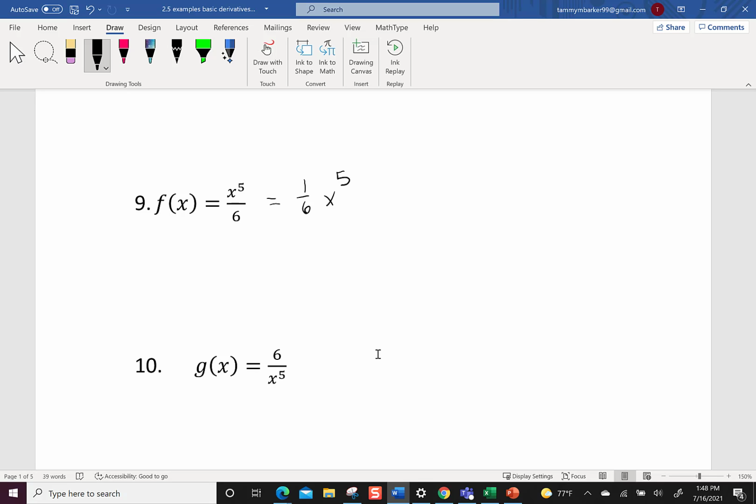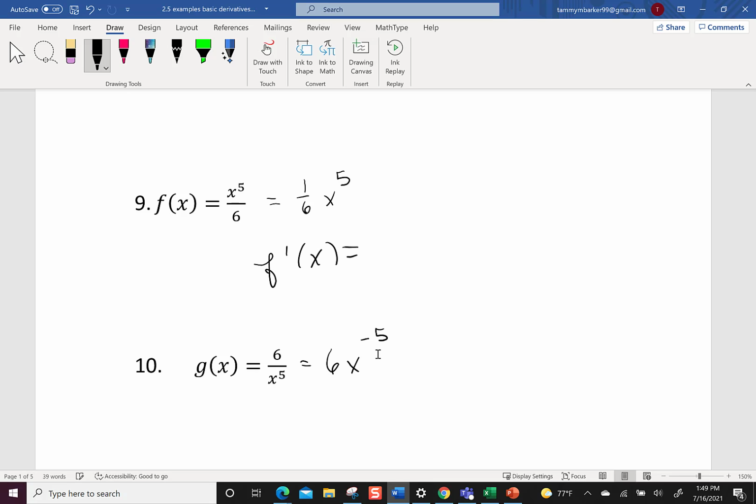When I look at g, where it says 6 over x to the 5th, well, I could rewrite that as a negative exponent. So this time, this 6 becomes a coefficient versus 1 over 6. I have an x to the 5th versus x to the negative 5. So it's important to see that when you're dividing by a constant, you can just pull it out and make it a coefficient. If you're dividing by a variable, then you're going to have to make it a negative exponent.